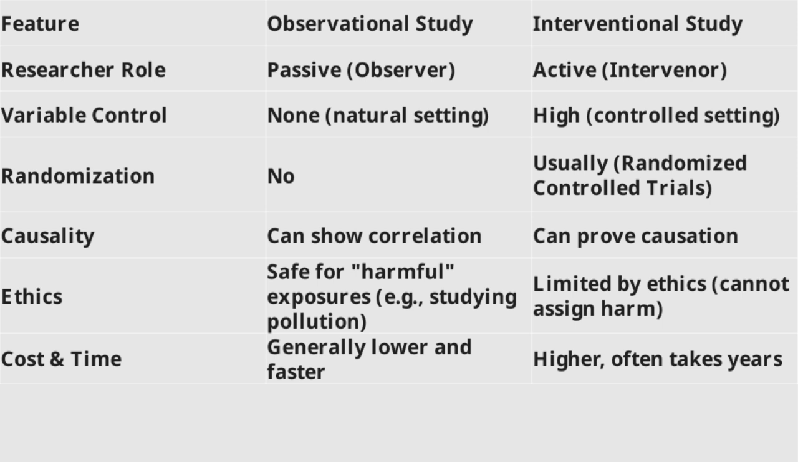Finally, there's the aspect of cost and time. Observational studies tend to be more affordable and faster to conduct, making them useful for initial insights. Interventional studies, on the other hand, often require more resources and can take years to complete, but they provide stronger evidence of cause and effect. So, understanding these differences helps us choose the right approach depending on our research question and ethical considerations.